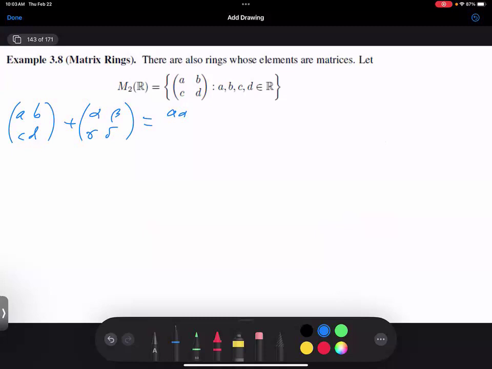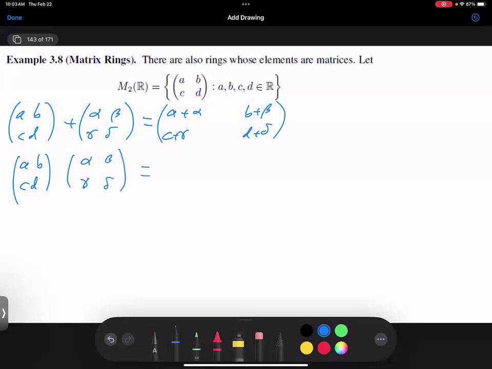A plus alpha, b plus beta, c plus gamma, d plus delta. And then if we want to multiply a, b, c, d by alpha, beta, gamma, delta, this is a little bit more involved. This is our rule for matrix multiplication. It would be a alpha plus b gamma, and it would be a beta plus b delta. Then it would be c alpha plus d gamma, and then c beta plus d delta.